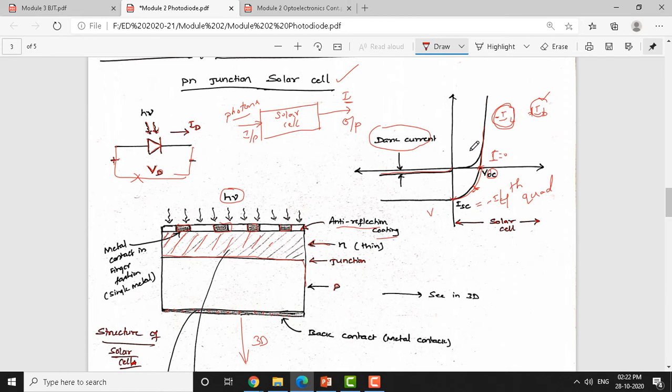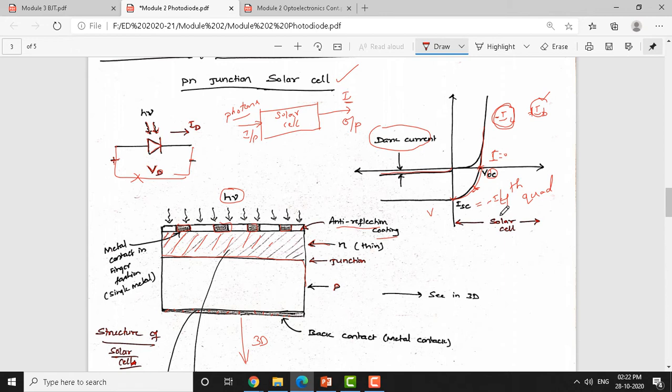PN junction in forward bias, the current flows in an exponential manner. I am taking a photodiode. Let us not worry about the PN junction, let us call it a photodiode. Photodiode in forward bias, the curve is almost like this. Photodiode in reverse bias acts like a photodetector because as light keeps increasing, current also starts increasing. The same photodiode in the fourth quadrant.